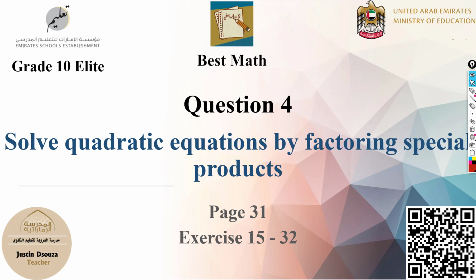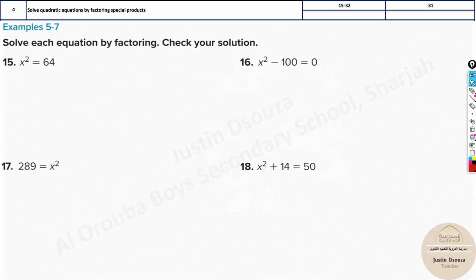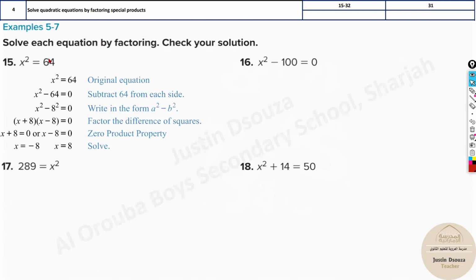Question number 4 is to solve quadratic equations by factoring special products. Now this method really doesn't matter here. The special products method, basically, these are squares. You can see that 64 is basically 8 squared. So write 64 in terms of 8: x squared minus 64 becomes x squared minus 8 squared.